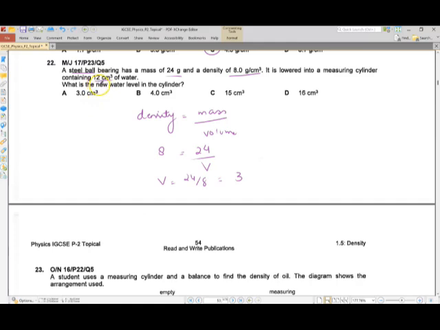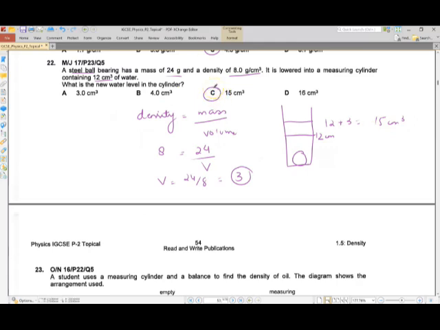So first of all, the cylinder contained 12 centimeter cubes of water. So if the volume of this steel ball bearing is 3 centimeter cubes, so when we will put this into 12 centimeter cubes of water, a 3 centimeter cube rise can be seen as we've calculated over here. So the new volume would be 12 plus 3, that is going to give us 15 centimeter cubes. So C is going to be our answer.